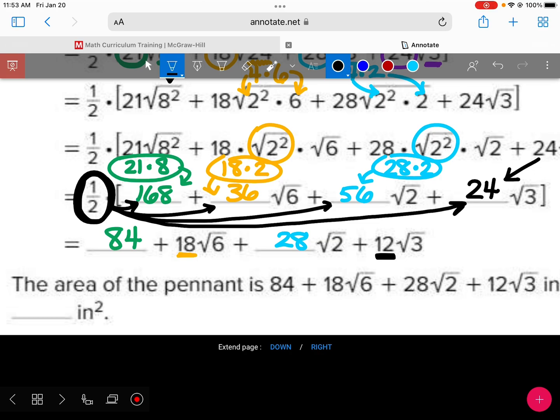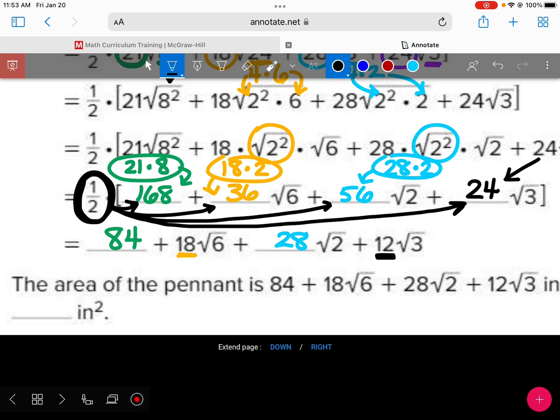Yes, sir. I mean, couldn't you add more stuff? That's the final answer. That's our final answer. That is big and long, though, isn't it? If somebody said the area of this triangle is 84 plus 18 square root of 6 plus 28 square root of 2 plus 12 square root of 3, do you have any idea how big that actually is? Like if somebody gives me that answer, I'm like, I have no idea what that means. If I'm at the hardware store and I'm trying to buy something, nobody is going to describe area like that.